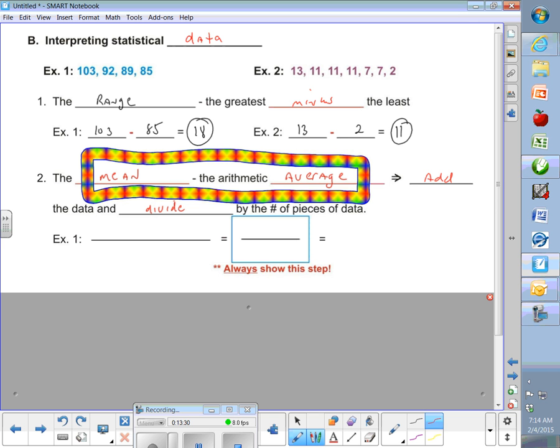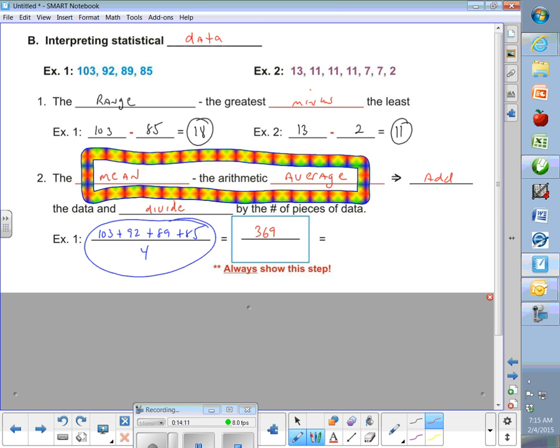So let's go ahead and do example number one. Here's how you figure it out. You do the 103 plus the 92 plus the 89 plus the 85, right? And you're going to count that's 1, 2, 3, 4, 4 pieces of data. Now, I don't need to see this as part of your work in finding the mean. But if you notice right next to it, I say always show this step, and that's the step that's going in the box. So you have to add up the top, the numerator. I always want to see what you get when you add everything up.